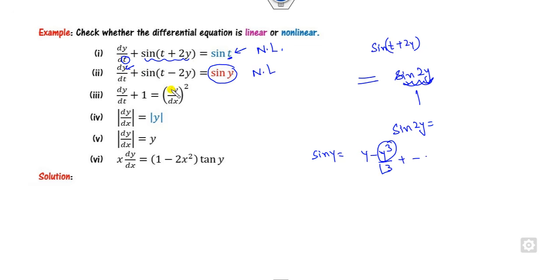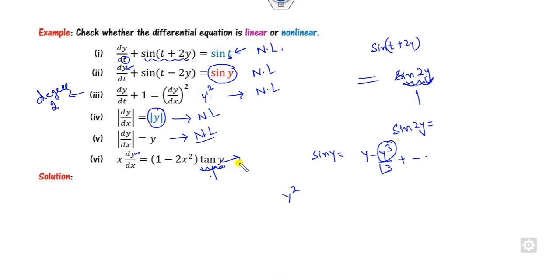What is the order? Order is 1, degree is 2, but because of this y dash square, it's a non-linear. Moreover, in this case, what is the degree? Degree is my 2, so it's greater than 1, a non-linear. Mode of y is a non-linear, so it is a non-linear. Mode of dy by dx, again it's a non-linear. Now you can see this is tan y. Because y is my dependent variable, when you expand tan y, it will be in the form of y cube and so on, y square by 2, and so it is again a non-linear.